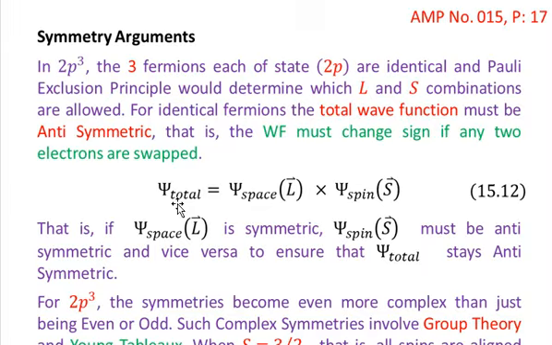So psi total has to be antisymmetric. So if psi space is antisymmetric, then psi spin must be symmetric, and vice versa. That is, if psi space is symmetric, psi spin must be antisymmetric, and vice versa, to ensure that psi total stays antisymmetric.